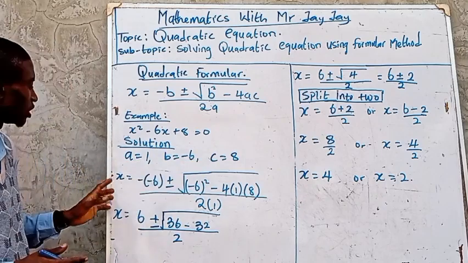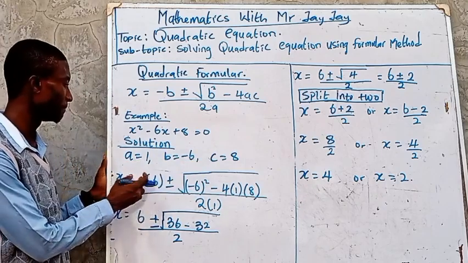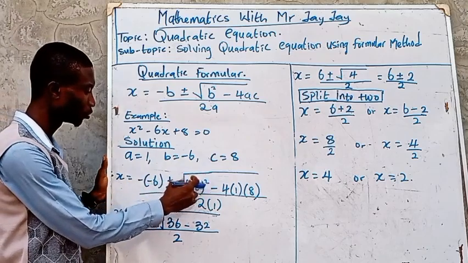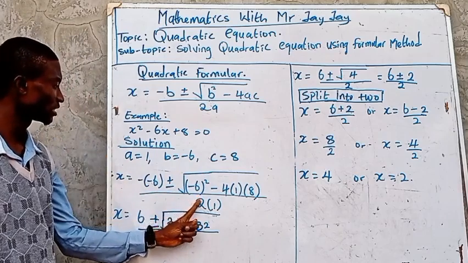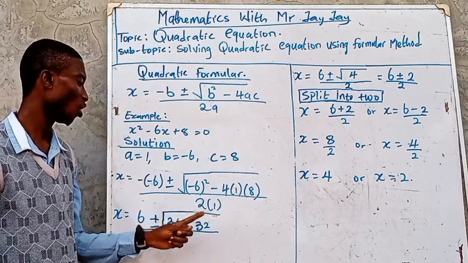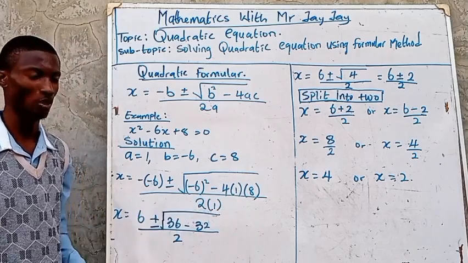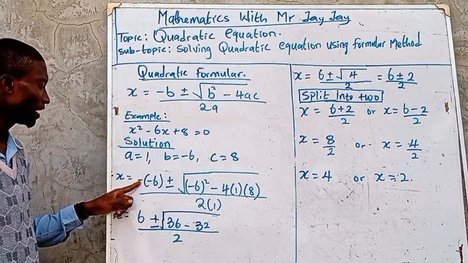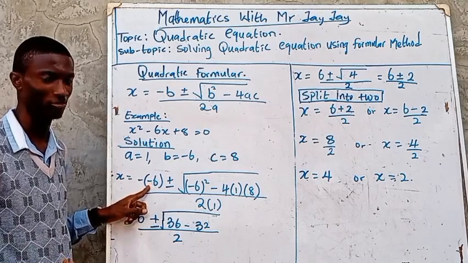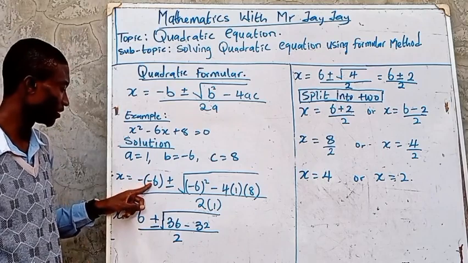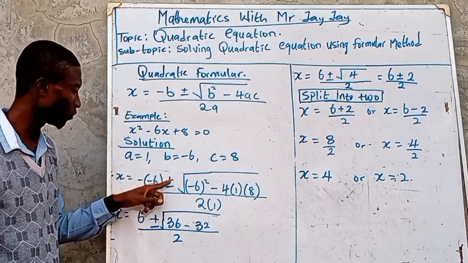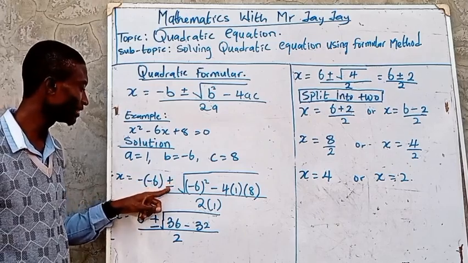Now, substituting it into the equation, here is what we are going to have: minus 6 plus or minus square root of open bracket minus 6 square minus 4 times 1 times 8, all over 2 times 1. Now look at this: minus times minus, the enemy of my enemy. Who would it be? Your friend, of course. So minus times minus is what? Plus. So that's why we have a positive 6 here, and then we have the plus or minus sign still here.